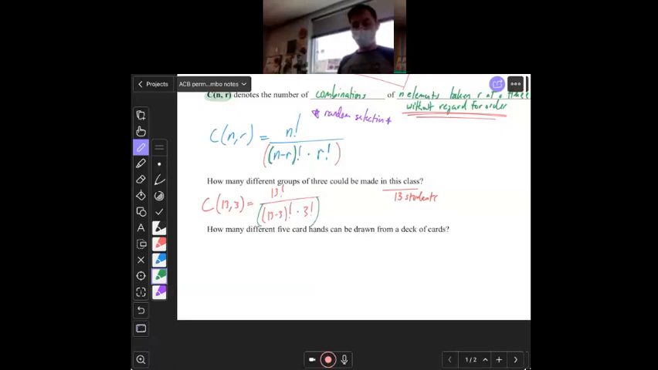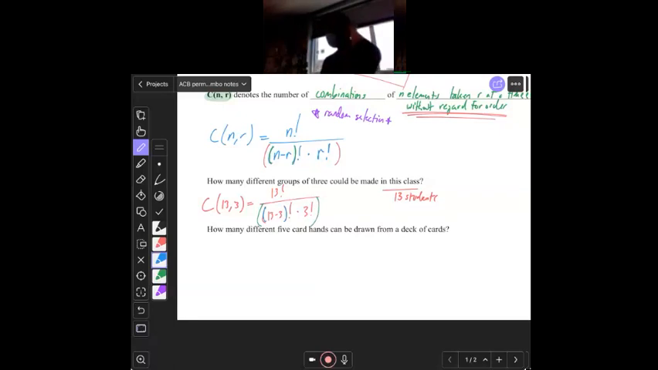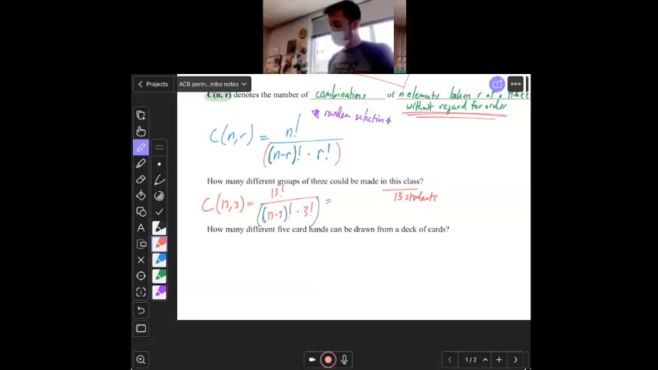Again, make sure that outer layer of parentheses is there. And if you're not going to do that subtraction in your head, that inner layer also needs to be there when you type it. So how many different groups do we end up with?